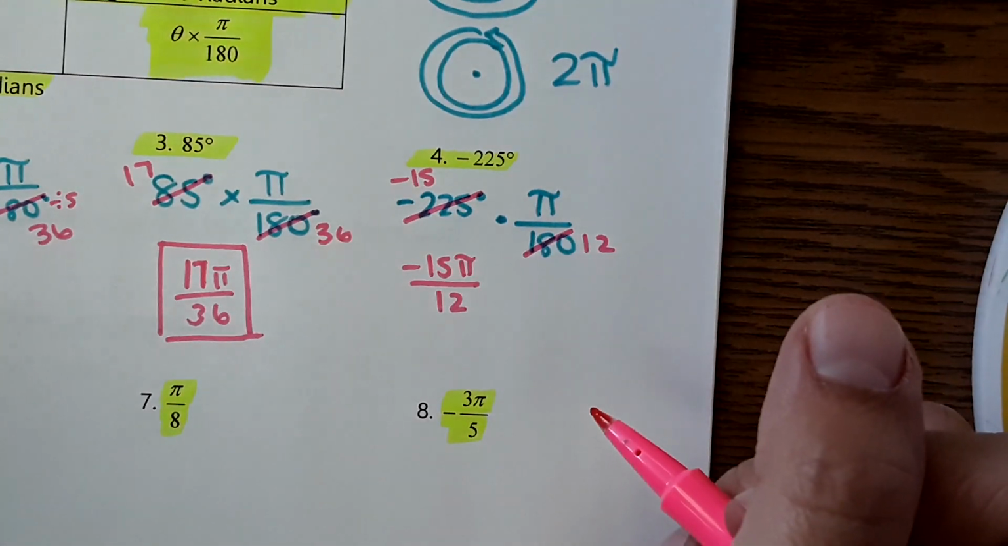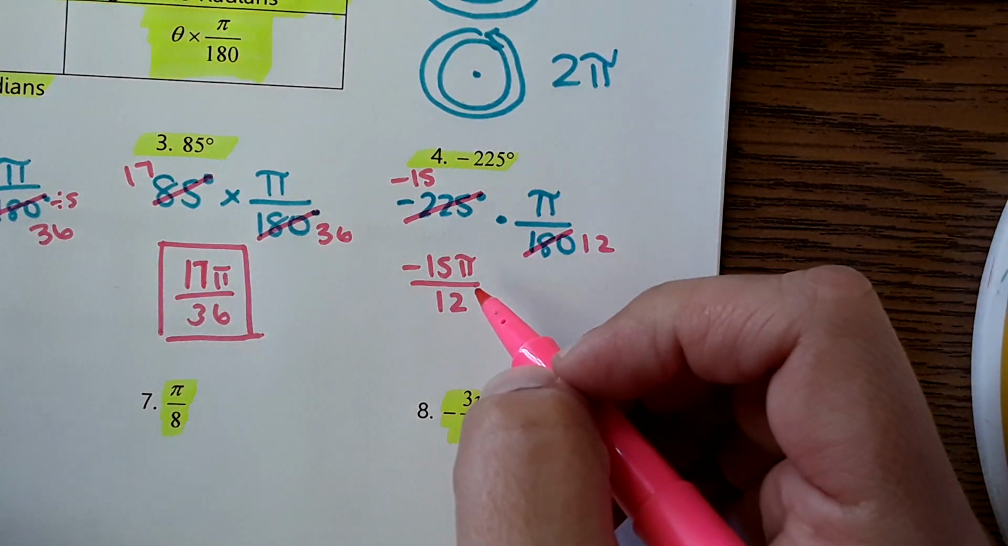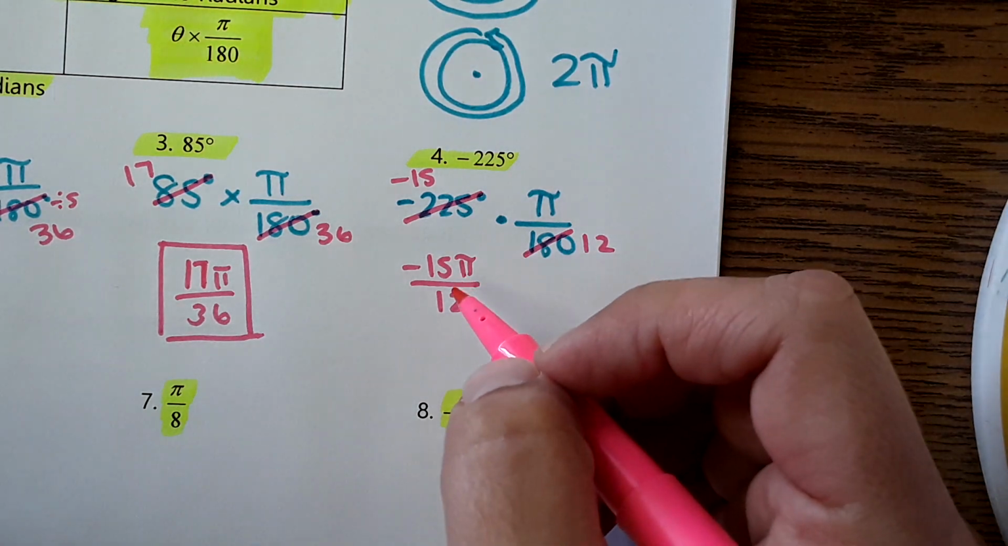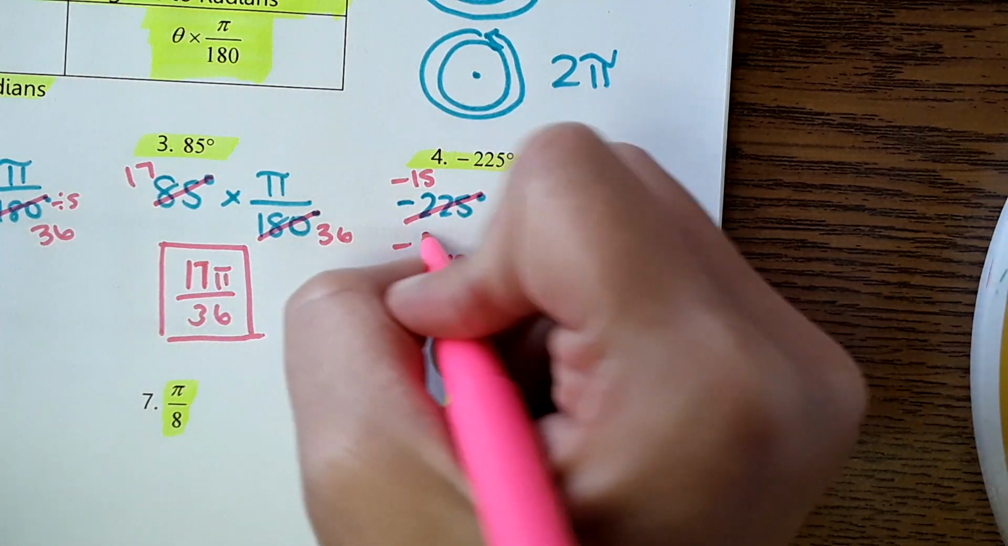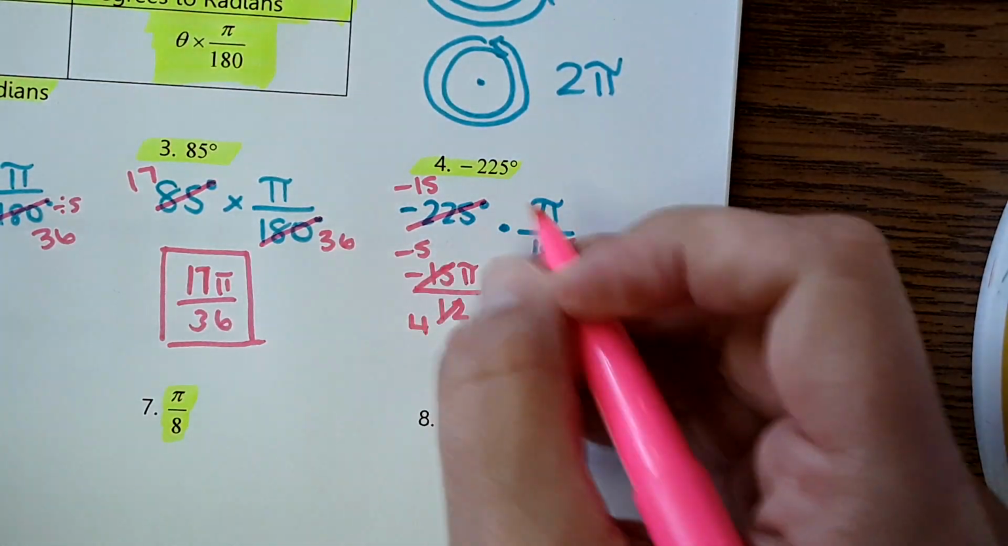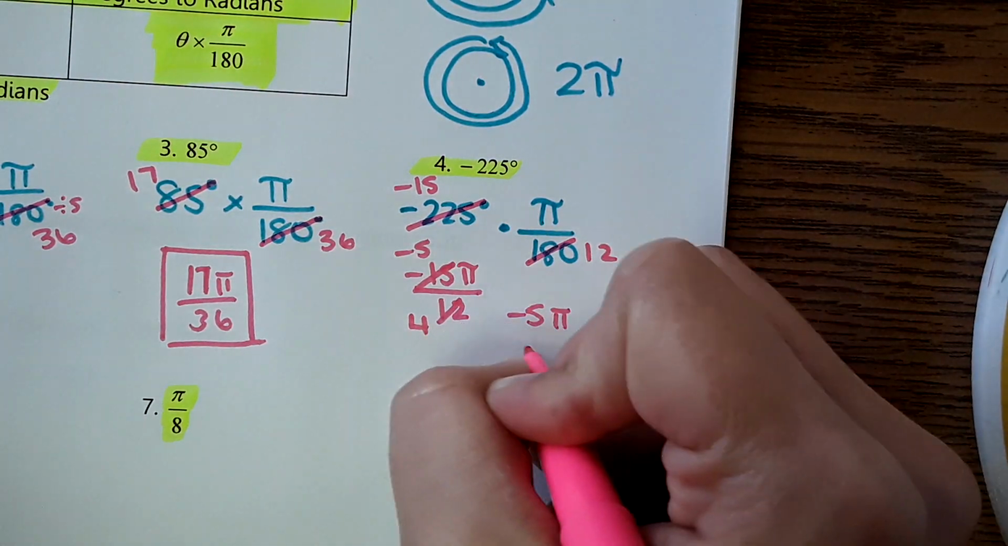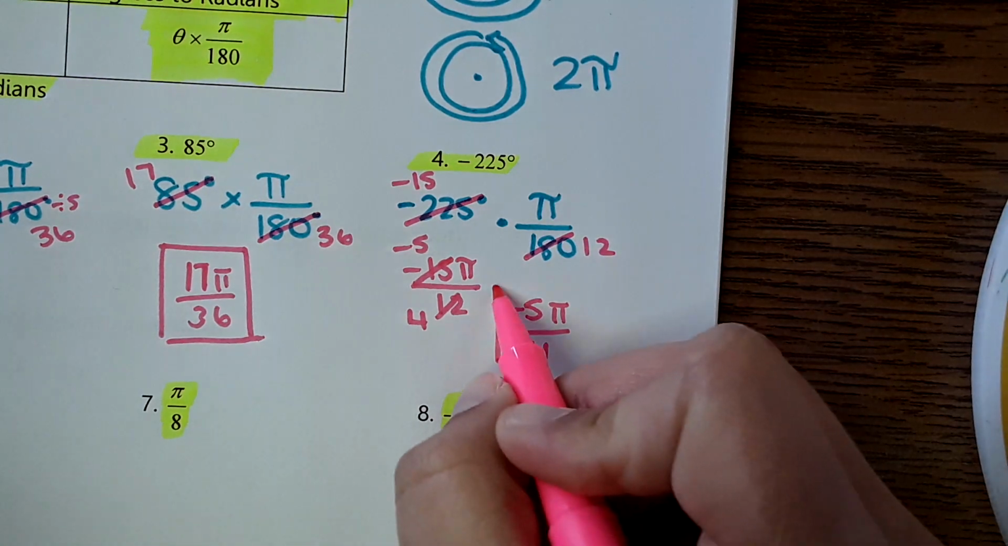Right here, negative 15 pi over 12 can still be simplified. Negative 15 and 12 can both be divided by 3. So negative 5 and 4. Negative 5 pi over 4. And this is our answer.